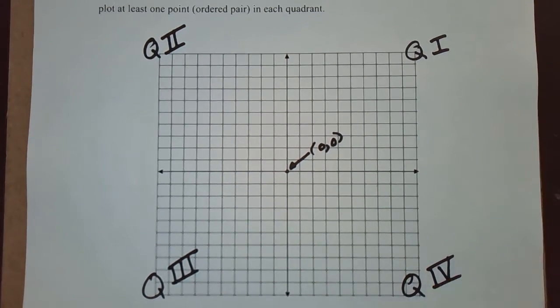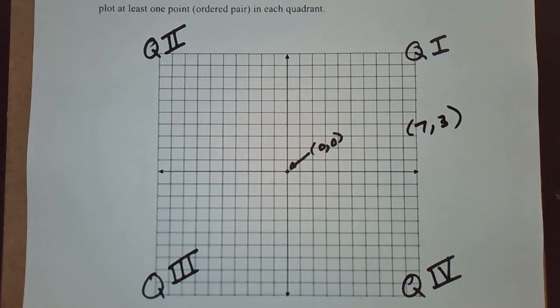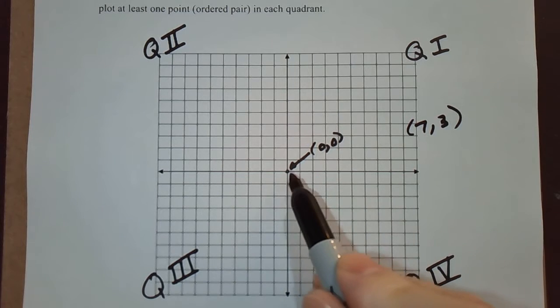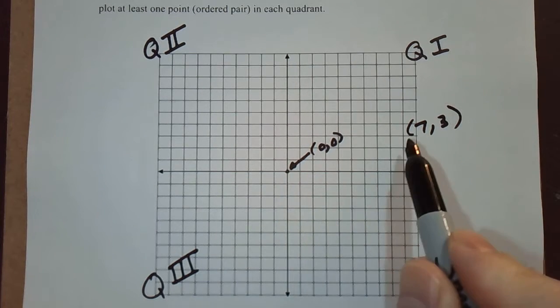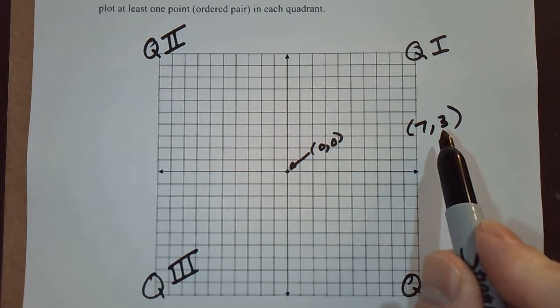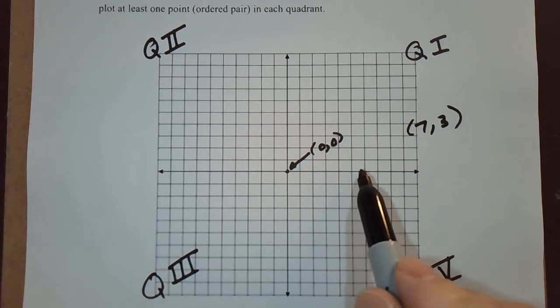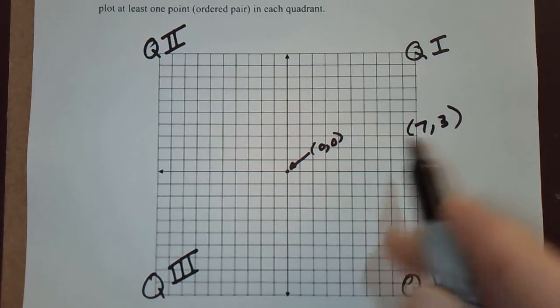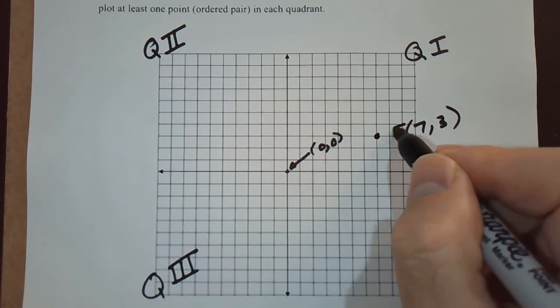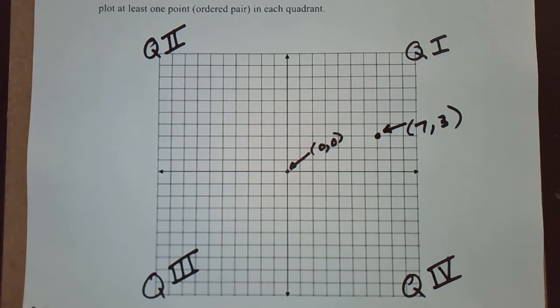So let's go ahead. Let me choose a point, 7, 3. We're going to plot that point. So I'm going to go from the origin. The x value is 7, positive, so I'll go to the right. The y value is positive, so I'll go up 3. So 1, 2, 3, 4, 5, 6, 7, and up 3. So I'll just put an arrow there. That ordered pair is 7, 3.